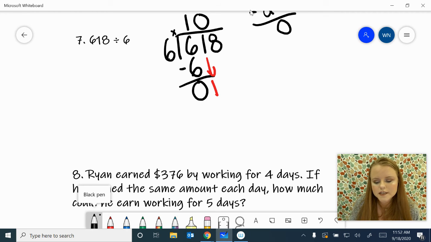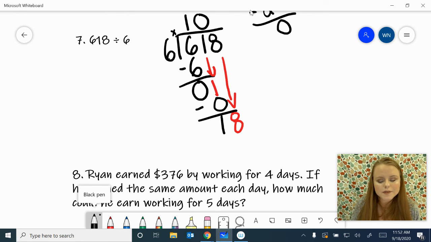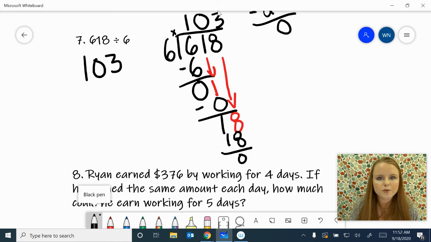0 times 6 is 0. 1 minus 0 is 1. And let's go ahead and bring down that 8. So I know that 6 can go into 18 3 times because 18 divided by 6 is 3. 3 times 6 is 18. My answer there is 0. So our answer for this problem is 103.